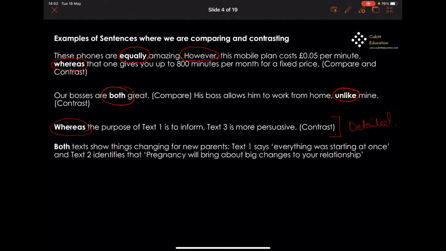A little bit better is this one. It says, both texts show things changing for new parents. So this one talks about how things change when you have a child. Both texts show things changing for new parents. Text 1 says, everything was starting at once. And text 2 identifies that pregnancy will bring about big changes to your relationship. Okay, so this one's a bit better because you've identified what's happening in text 1 and 2, and then you've given evidence.